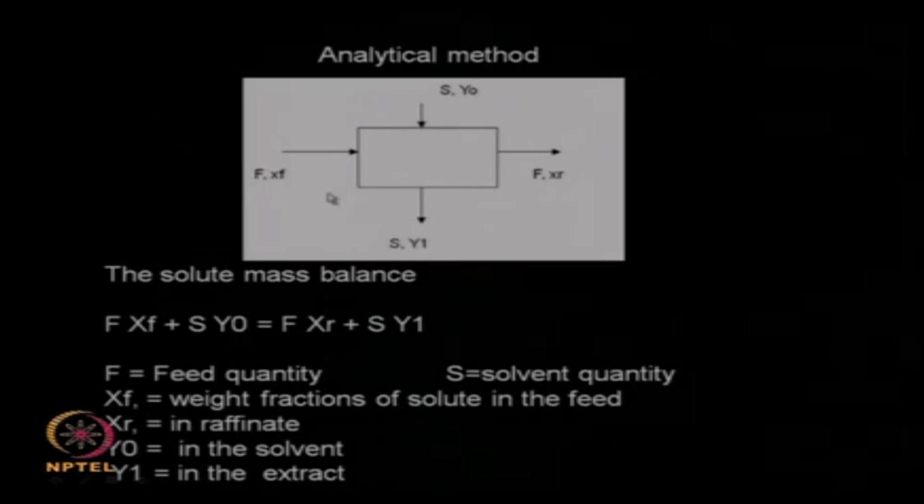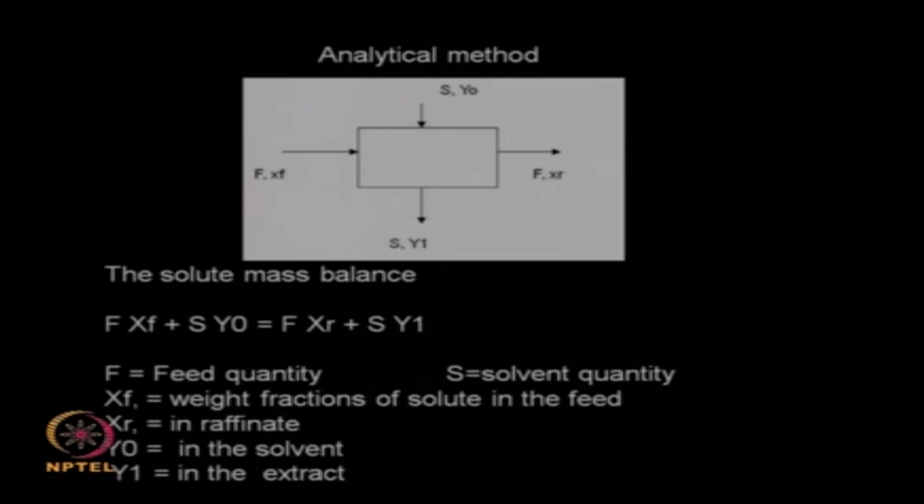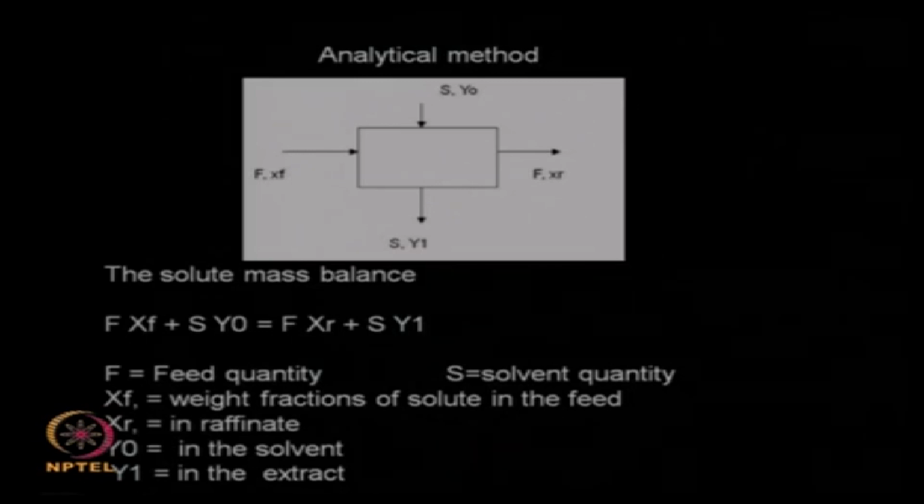The most important assumption here is that the miscibility between the feed and the solvent is 0. If there is going to be miscibility, then F will not be the same here as well as here, and S will not be the same here as well as here. So, you have to keep that in mind. One of our main assumptions is that there is no miscibility between the two streams. That is why when you select a solvent you have to be very careful so that they are not miscible with each other. If you have a miscible system, then the efficiency will fall down dramatically.